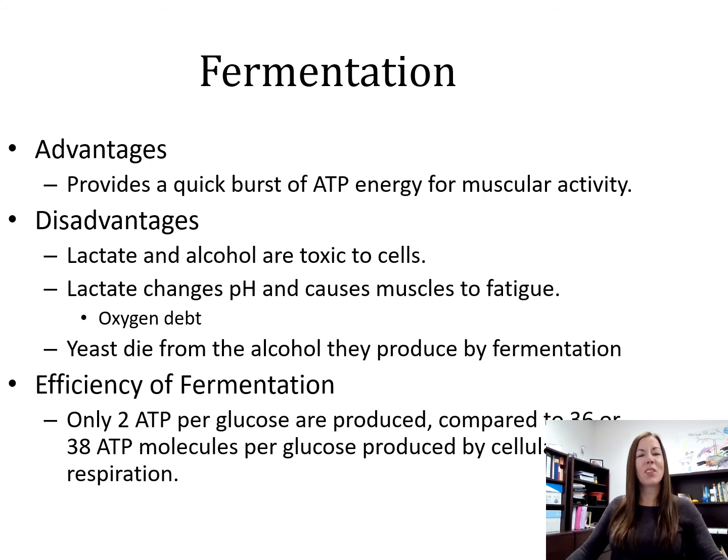Fermentation is advantageous because it provides you like a quick little burst of ATP for muscular activity, and it allows you to free up the NADH and FADH so they can go back and pick up more electron children. But it's disadvantageous because, of course, you produce lactate and alcohol, and that's toxic to cells. And it's not as efficient. You only get two ATP per glucose molecule versus 36 when you can completely break it down when oxygen is there.